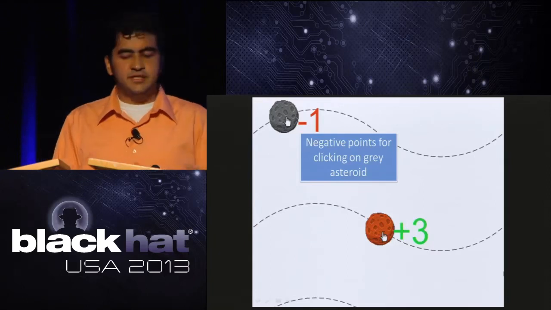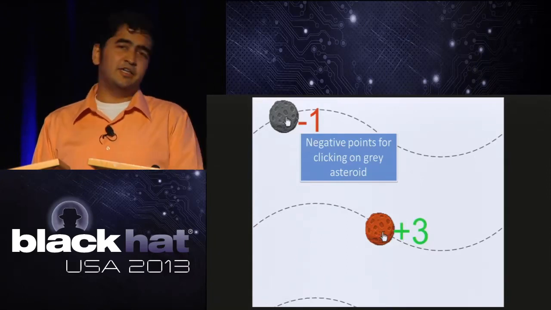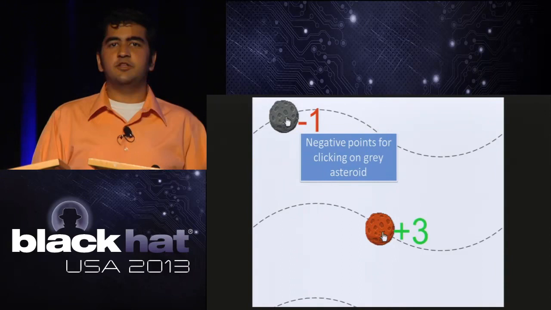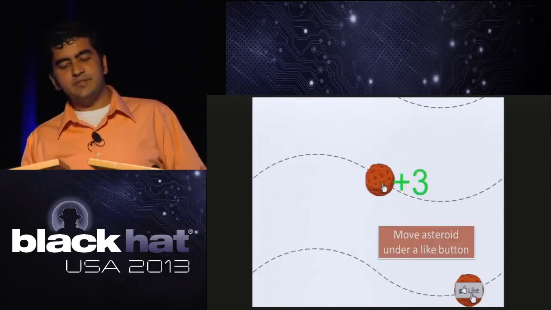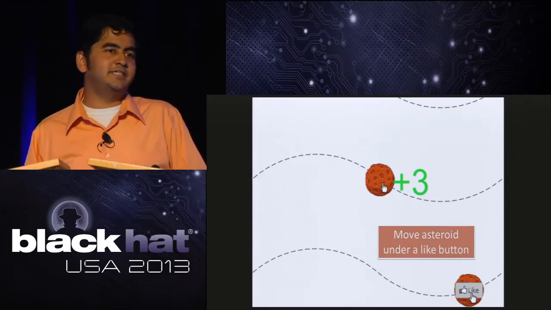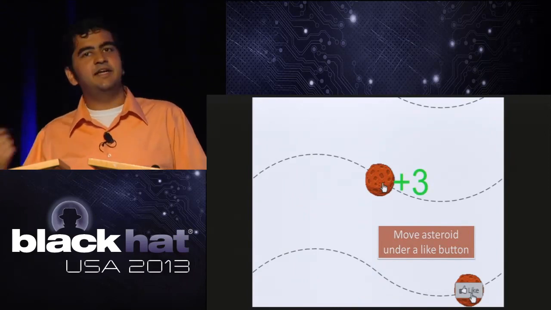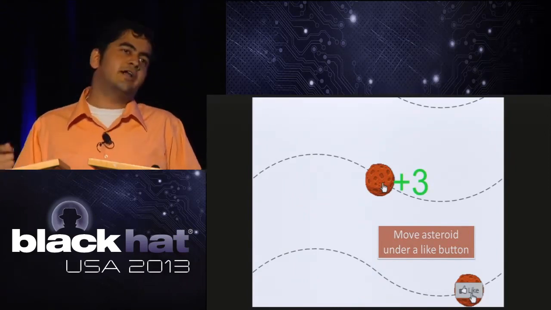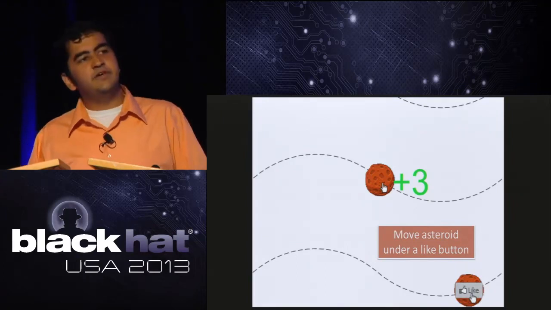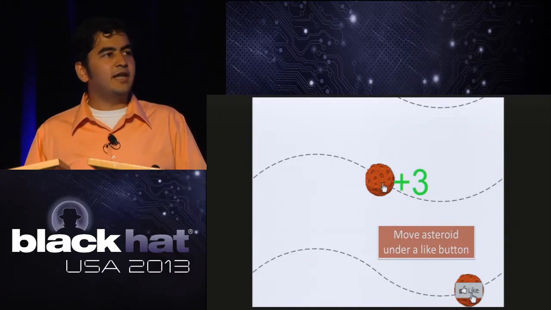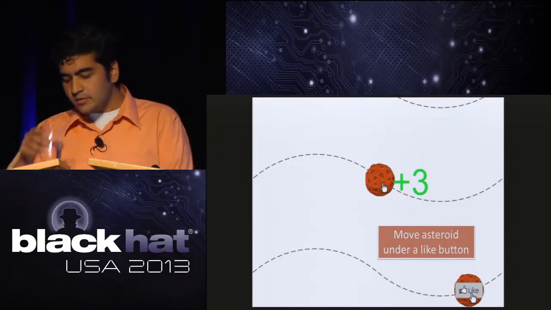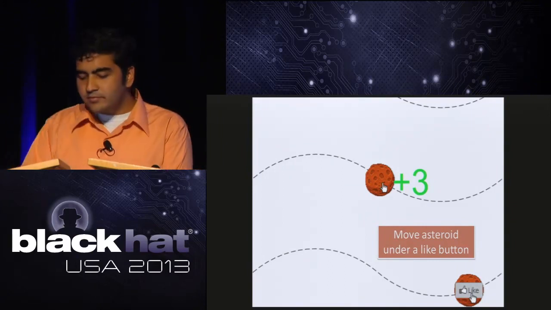So, same illustration: negative points for clicking on the gray asteroid, positive points for clicking on the red asteroid. Now it's not hard to imagine the actual attack. Move the asteroid under a like button and change it to red. Because our brain has been trained to click as soon as the asteroid turns red, we tend to end up clicking on the like button despite the asteroid being underneath a like button.